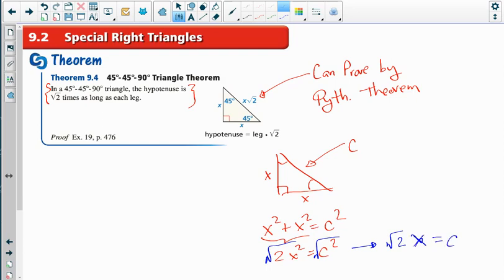So the square root cancels with the squares. And we see that if x is the length of the side of the triangle, then square root of 2 times x is equal to the hypotenuse. And that's what we have here.